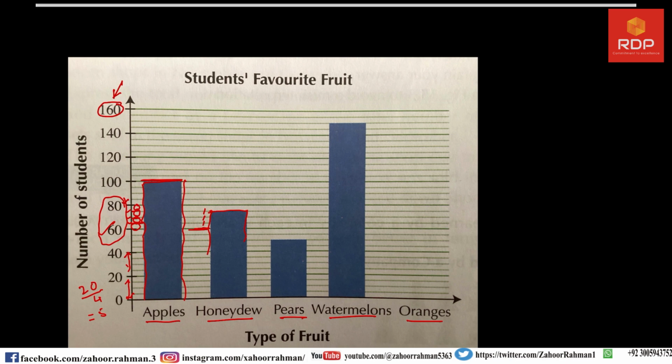Now the next one is pears, and till here it is 40, this is 45, and this is 50. Now watermelons, here we have 140, 145 and 150, because one small square is equal to 5. Now I left the oranges for you to understand how we will draw the next one.